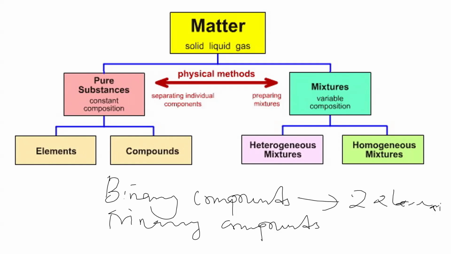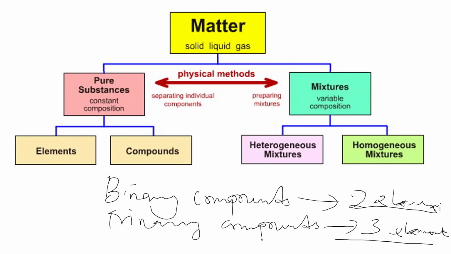And of course, when you say trinary compounds, they are compounds that contain three elements. So binary compounds have only two elements, and trinary compounds have three elements. And then we have mixtures. Mixtures are divided into two. We have heterogeneous mixture and we have homogeneous mixture.